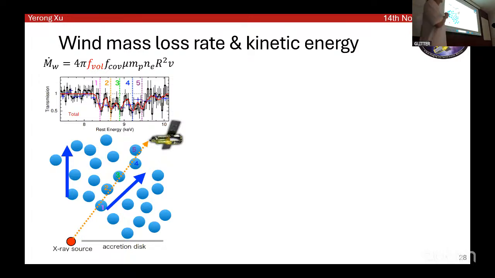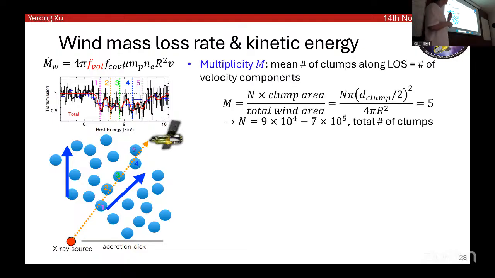The remaining unknown parameter in this mass loss rate formula is the volume filling factor. We could take the fact that we observed 5 UFO layers to derive it. First of all, this multiplicity is defined by the total 2D surface area of clumps over the spherical surface area of the outflows. And it must equal 5. We could use this to determine the total number of the clumps, which is between 10^5 to 10^6.